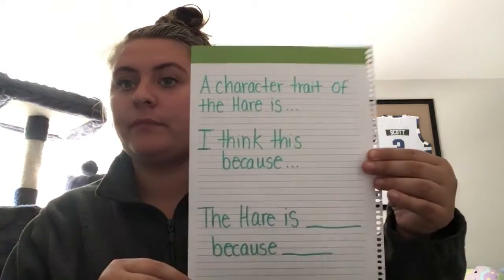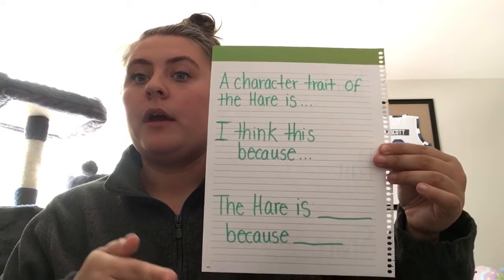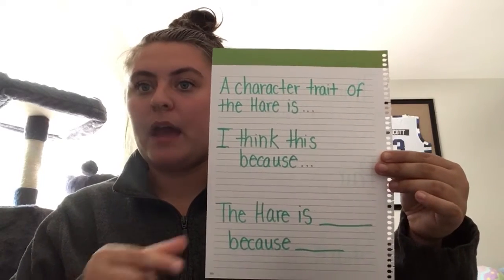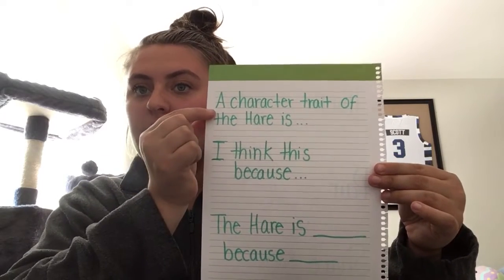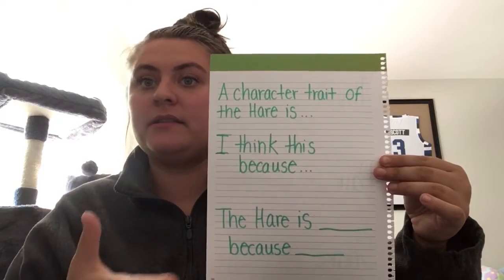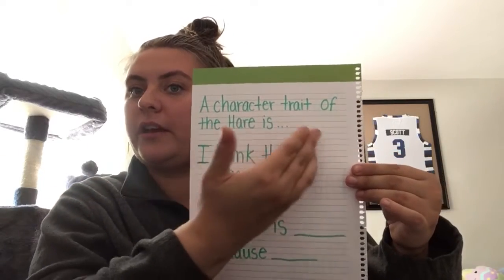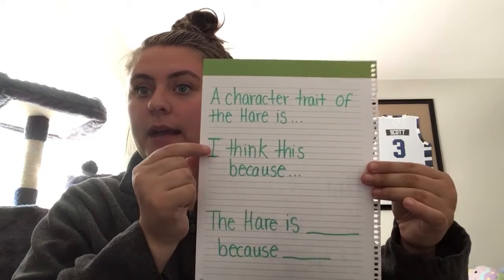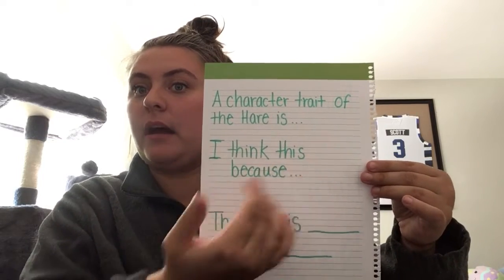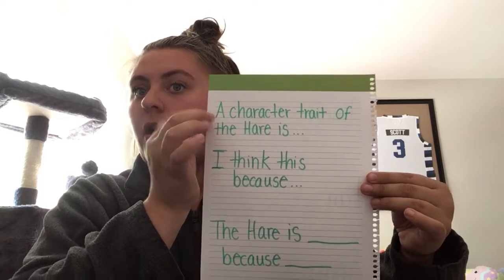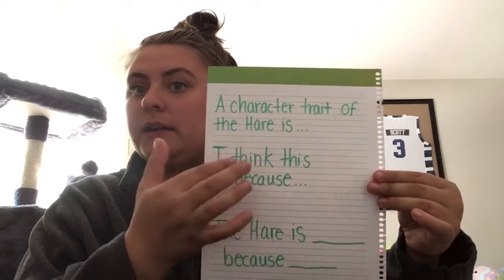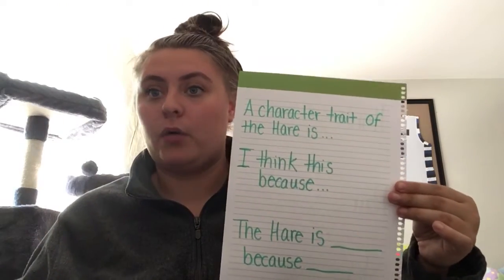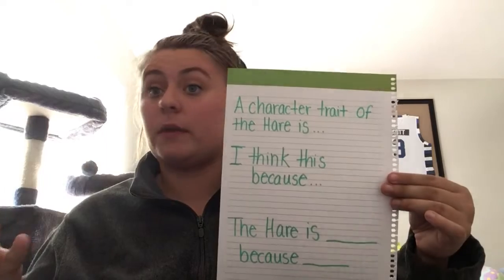One thing I came up with for my support were sentence stems. So for my students who need help figuring out what they're going to say with a partner, I would have this displayed on the board when students are sharing with their partner. So the first sentence stem says a character trait of the hare is... They have to then put their character trait that they thought. The next part would be I think this because... So after they have identified what they think a character trait of the hare is, they would say I think that this is because he's rude or he treats the tortoise not very nice, something like that.